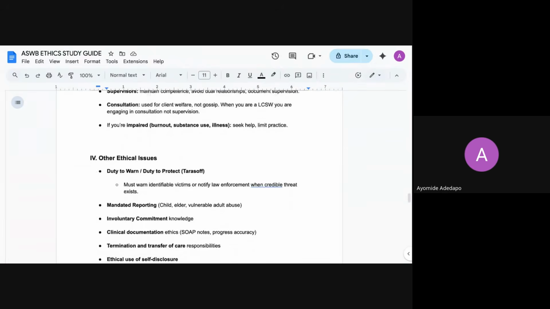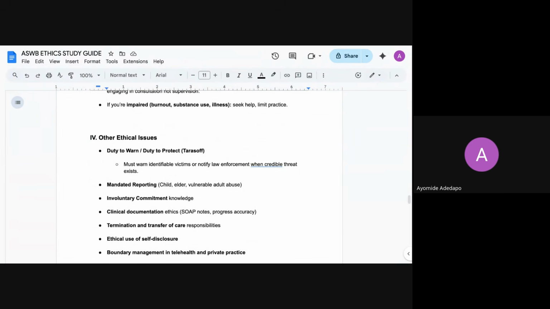So I talked about duty to warn already. The name of it, what it entails, duty to warn, to protect. Remember, it has to be identifiable victims, not just, I just wish people were gone. You need to know who, when they plan to do it. Mandated reporting, right? Child, elder, vulnerable adult population. Involuntary commitment. You want to know when we do that.